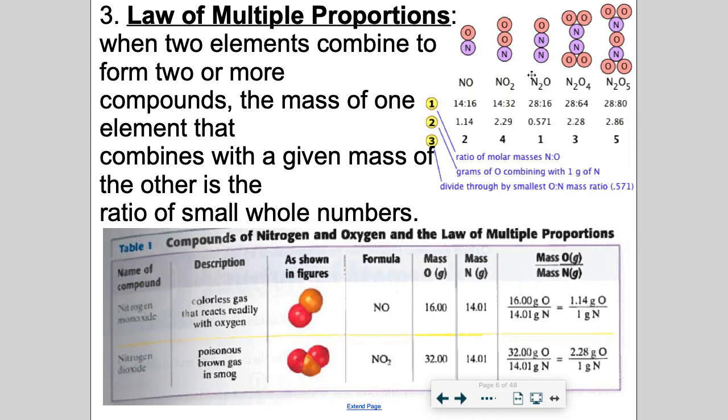right? What happens if I go N2O, right? So now my nitrogen is 28 to 16. Look at that ratio. Okay, that makes sense. N2O2. So it's just looking at the proportions of each atom, and you just notice that these are whole numbers when you double it. I don't have half an oxygen, so yeah.